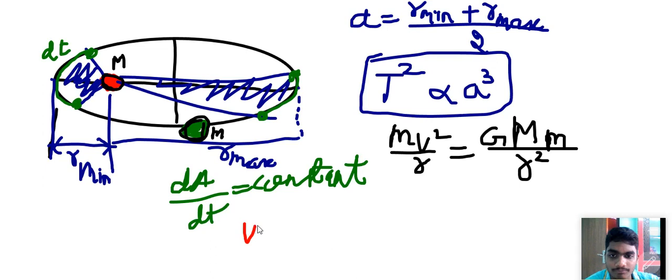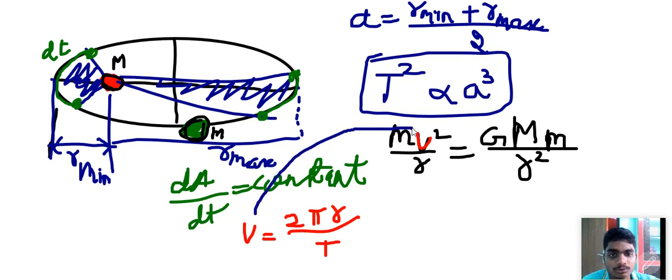So v square is written here. v is nothing but displacement by time. Here the displacement is going to be 2 pi r, the displacement divided by the time period to cover this distance. So I'm just substituting this here in this equation. Before that, I will be cancelling this mass m in this equation, and the square, and this r.